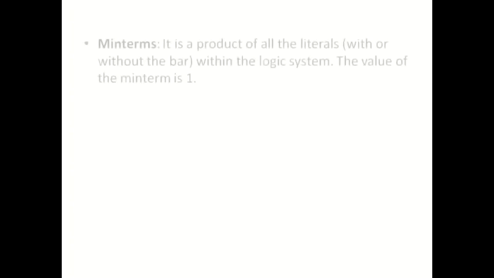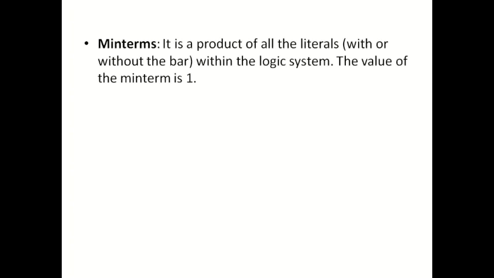Now, first of all, we try to understand min terms. It is a product of all the literals with or without the bar within the logic system. With bar means I am taking the variable in complement form. Without the bar means I am not taking the variable in complement form. And there's one property with the min term, that the value of the min term is 1.